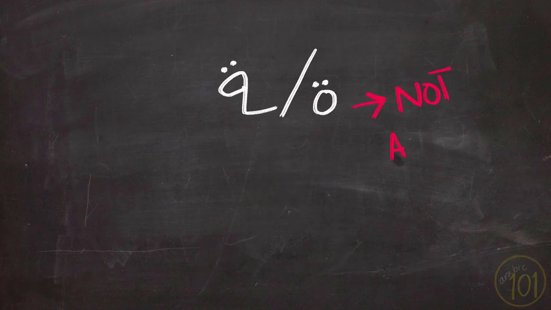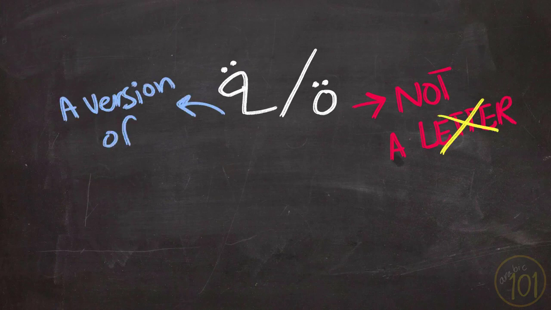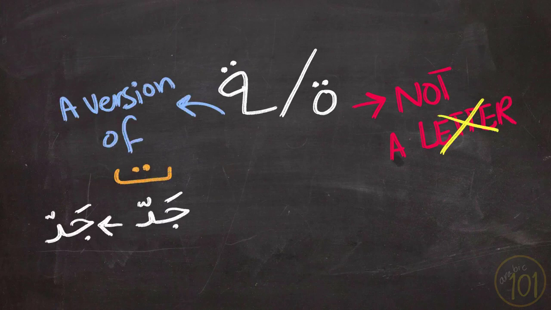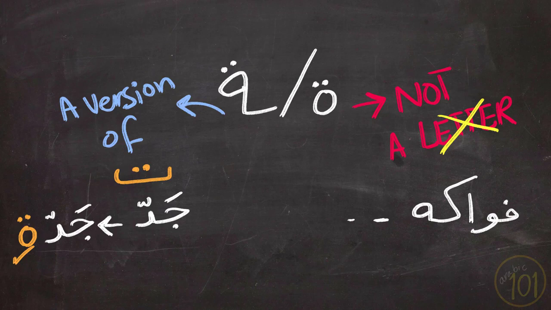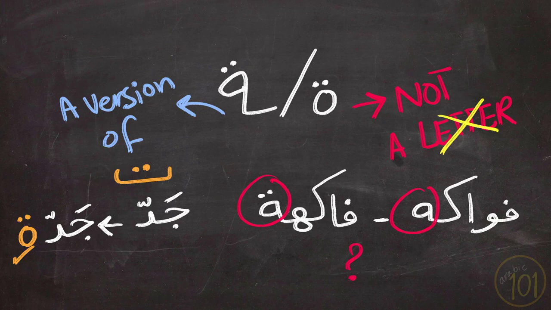important to know that ta marbuta is not a separate Arabic letter. It is but a version of تاء مفتوحة, which adds certain functions to some words. So of course there are several reasons why some words end with تاء مربوطة instead of هاء or تاء مفتوحة, like فواكه and فاكهة. But these reasons are out of the scope of this reading tutorial and will be explained completely in a separate video in the future.